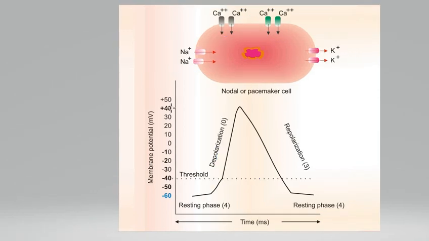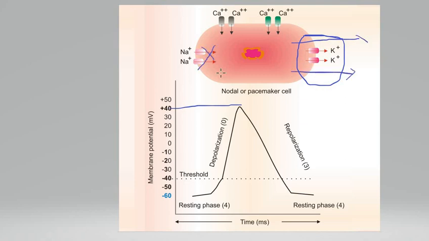When the membrane potential reaches +40 millivolt, it triggers a potassium channel to open and a huge number of potassium ions move out from the cell. By now, the sodium channel is closed. Only a few calcium ions enter the cell. The cell receives fewer cations than it is losing.